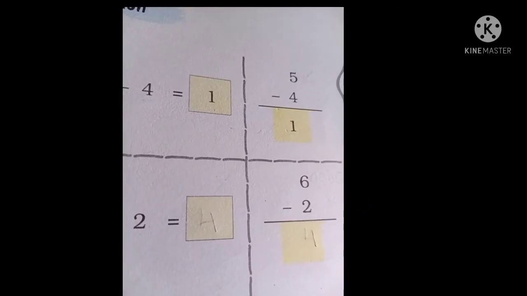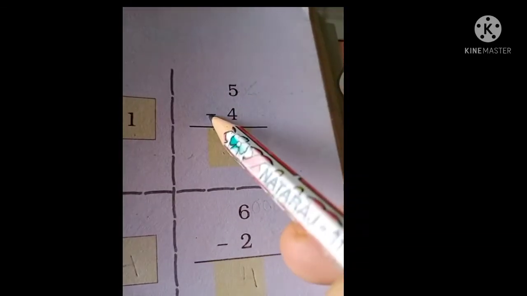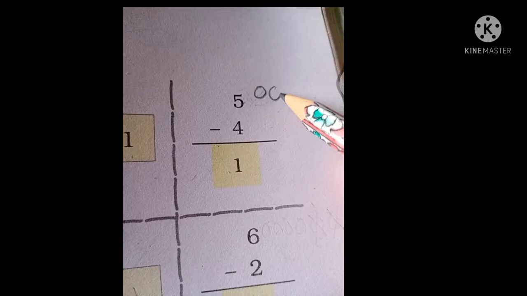But subtraction में हम क्या करेंगे? So let's see with an example. Here 5 minus 4, यानी फर्स्ट कौन सा नंबर दिया है? 5. तो फर्स्ट जो नंबर आपके पास है उसके इतने नंबर ऑफ सर्कल्स आपको ड्रॉ करने हैं. सो 1, 2, 3, 4 and 5.